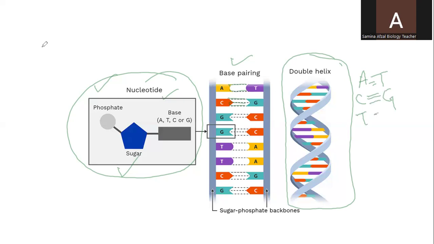So in this way, there will be the pairing of these nitrogen bases with one another, and as a result, there will be long strands of DNA.